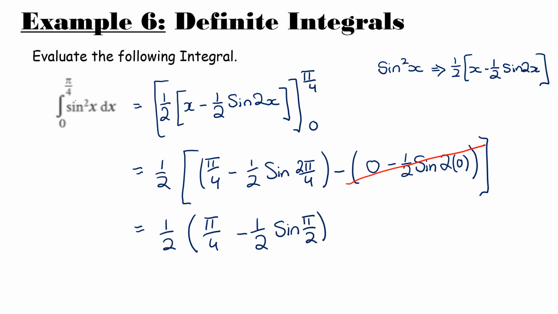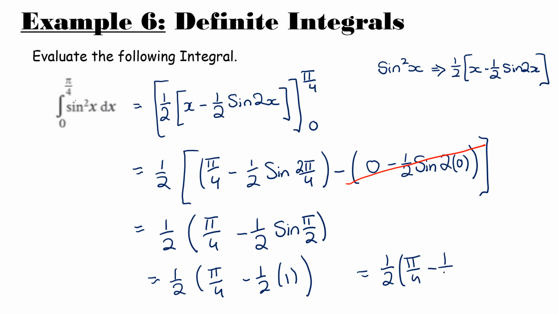Again, I will be suggesting you're using page 13 rather than your calculator to evaluate these, because it's much quicker and you're not messing around changing your calculator into radians or anything like that. So we have a half times pi over 4 minus a half. This goes to 1, and that gives us half pi over 4 minus a half, and that gives us final answer pi over 8 minus a quarter.